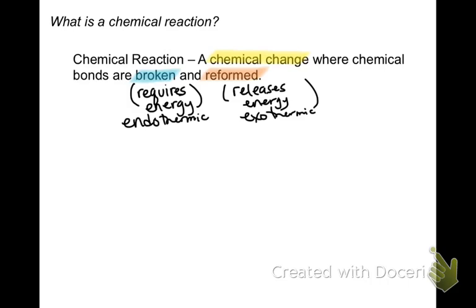Okay, so in each and every chemical reaction, we have both of these processes going on. So it's going to take a little energy and it's going to release some energy. And it's just how those two compare if the overall reaction is going to give off energy or require energy. But both are happening at the same time. I'll show you an example of that later.